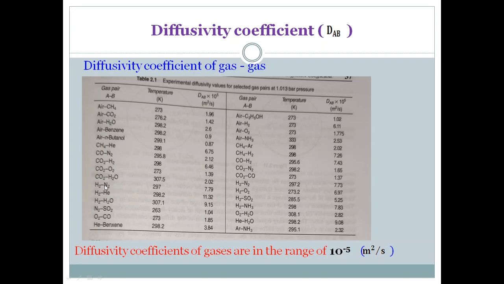But still it is high. But if you see molecules which will form some ionic bond or hydrogen bond, like air in benzene, it is low, and air in n-butanol is also low. But if you see D_AB times 10 to the power 5 meter square per second is equal to 1.96, that means D_AB equals 1.96 times 10 to the power minus 5 meter square per second. So diffusivity of gases is in the range of 10 to the power minus 5 meter square per second.